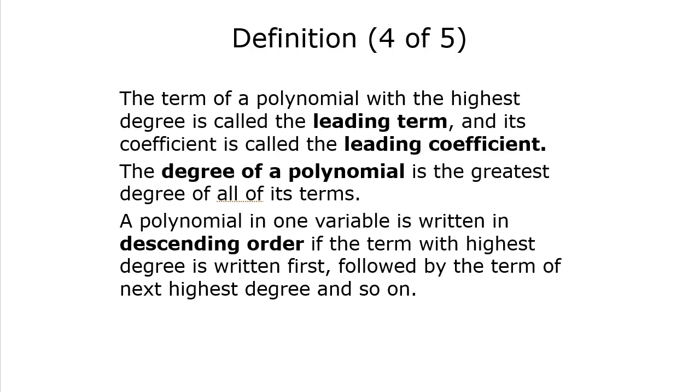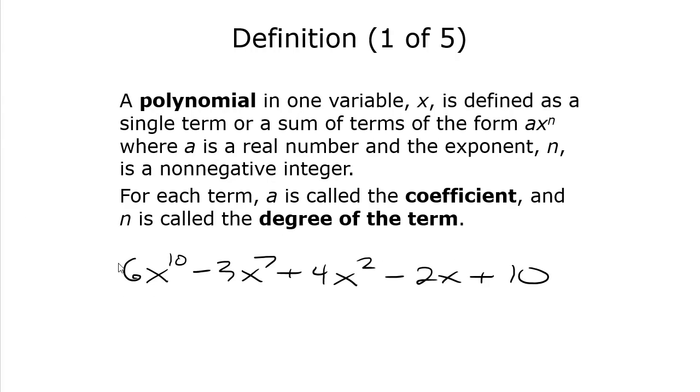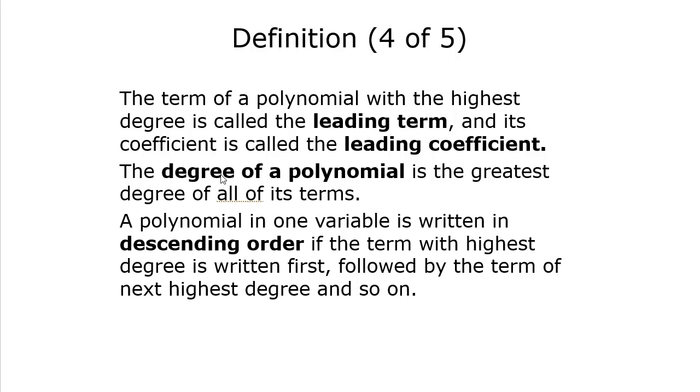And the reason why we do that is because then we get what's called the leading term and the leading coefficient. So in this case, leading term is 6x to the 10th, leading coefficient is 6, and the degree of the leading term is 10, and because the degree of the leading term is 10, that's the degree of the polynomial, right? It's the greatest degree of all of its terms, like I said, and so it ends up being the degree of the leading term when you put them in their proper order. And like I said, that proper order means descending order.